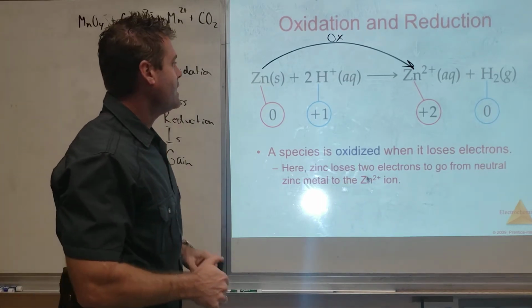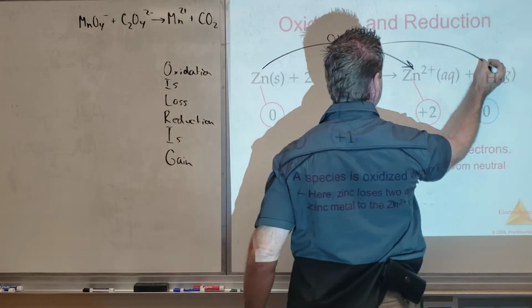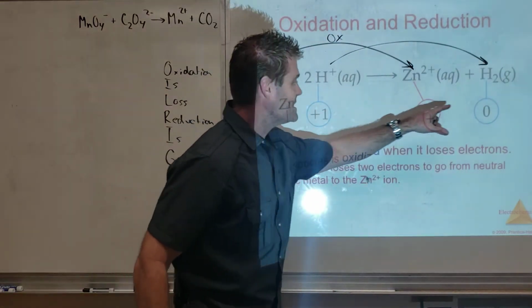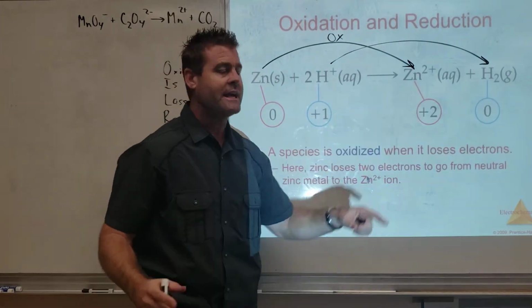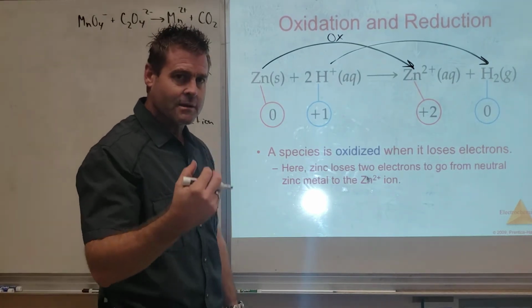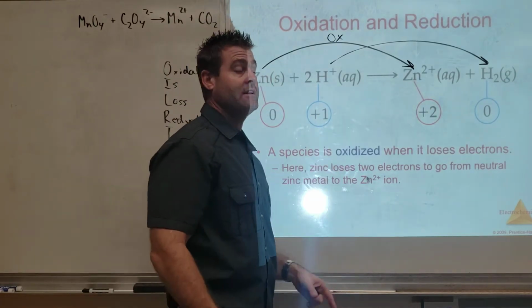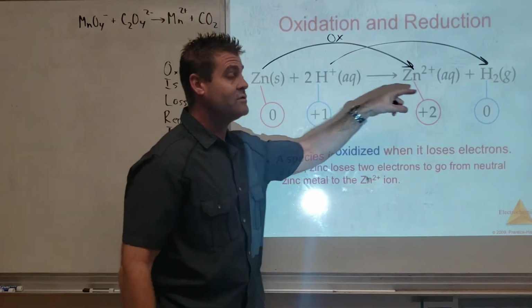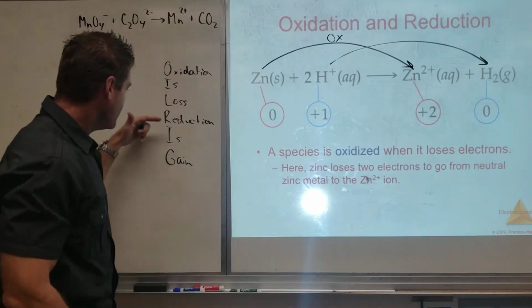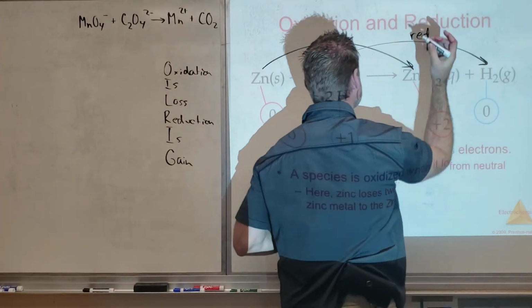And then look at this other one. Hydrogen went from +1 to 0, so obviously it changed. And you see the oxidation number got smaller. That's where that term reduction comes from. The oxidation number is reduced. How did the oxidation number get smaller? It went from a positive to a 0. It had to have gained electrons. Reduction is gain. The hydrogen here has been reduced.